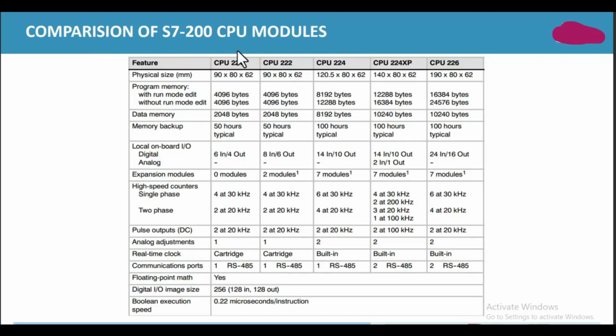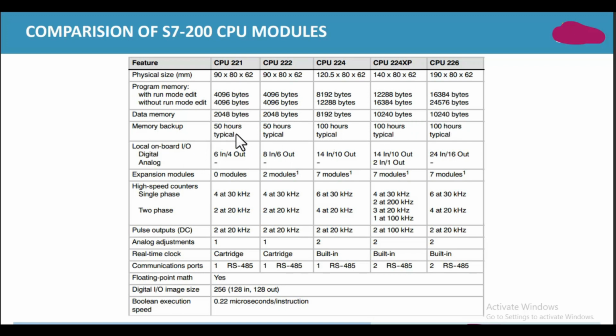Comparison of S7-200 CPU models. S7-200 CPU modules are available here. CPU 221 has a size of 90 by 80 by 62 mm. These all have different sizes. Programming memory with run mode edit and without run mode edit: it has 4096 bytes of run mode memory, and without run mode edit it has 4096 bytes again. It is different in CPU 224, 224XP and 226. So each CPU has a different memory allocation, and the data memory is also different. Here it is 2048, but here 8192 and 10240 bytes are available.